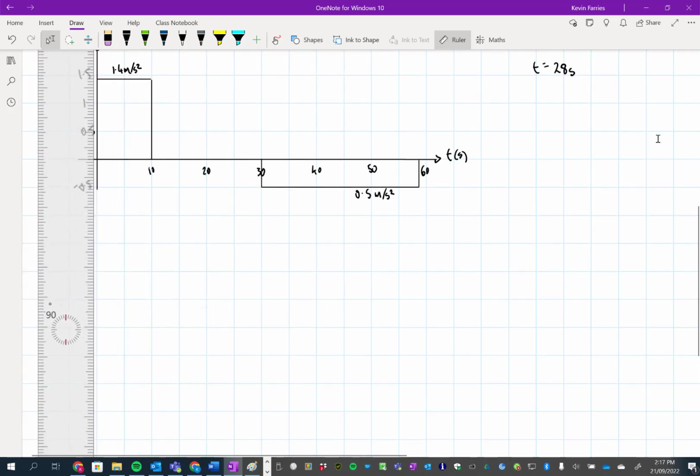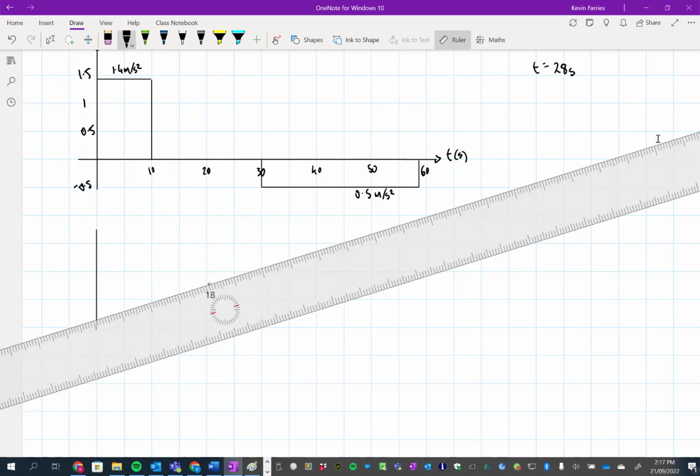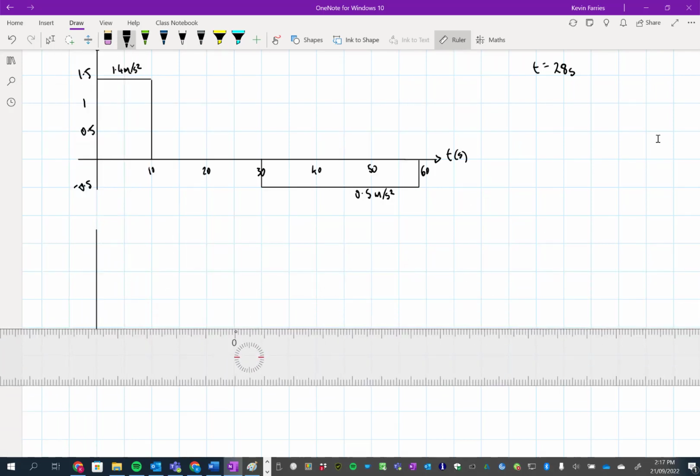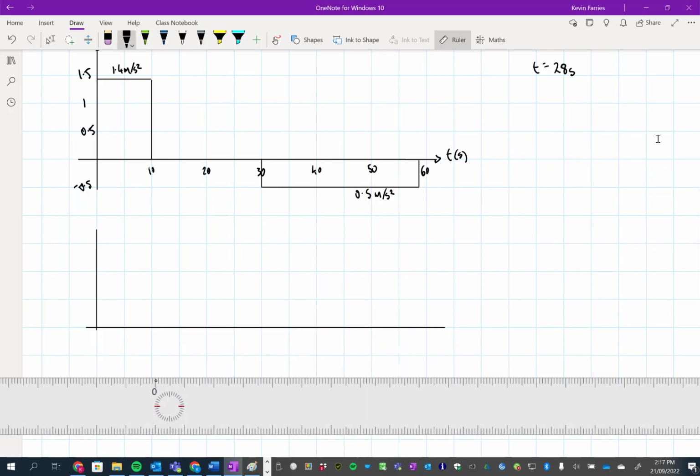So let's draw that. We'll do it here. And it's all going to be positive. We don't have any negative velocities here. It just accelerates, keeps the velocity, and then slows down and stops. It never goes backwards, so we don't need any negative on that axis. So this is time in seconds. This is velocity in meters per second.